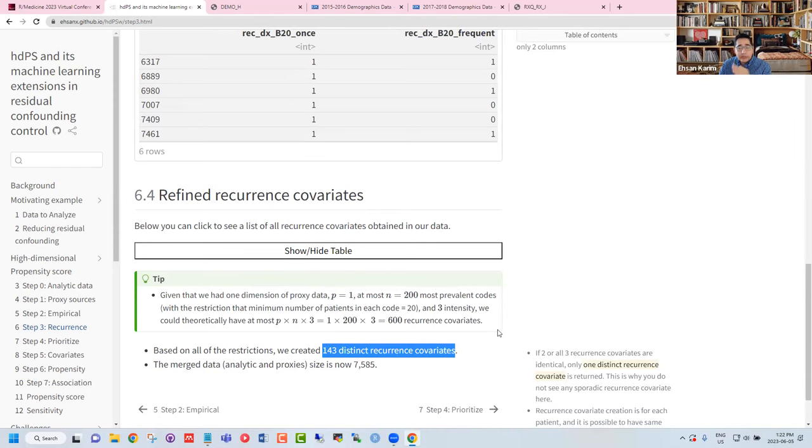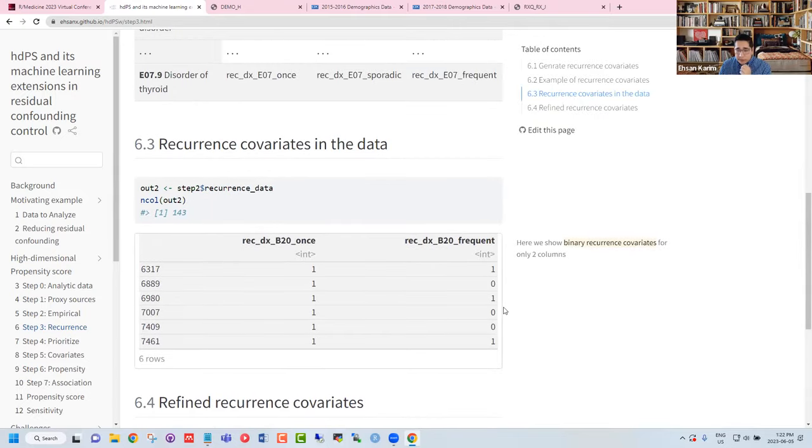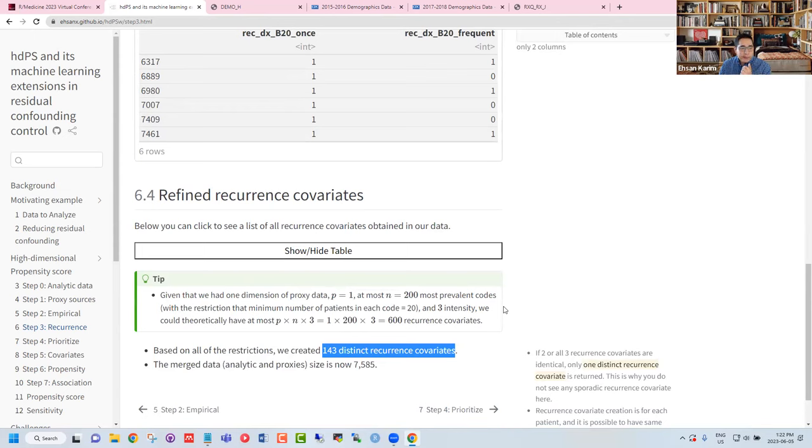And when we calculated all of these recurrent covariates and kept only the distinct covariates, we received only 143 distinct recurrent covariates. So, and these are only the covariates that are coming from the proxy. This has nothing to do with the investigator specified covariates. These are all covariates that were coming from the proxies.